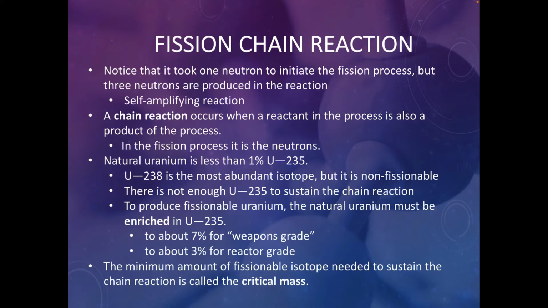So to produce fissionable uranium that can have this chain reaction, we have to enrich our natural uranium. Depending on what we're using it for, you'll have to enrich it to different levels. If you were to make a weapon, a nuclear bomb, then you would need it to be 7% because it's a very fast chain reaction. But if you just needed it for a nuclear reactor, where we actually control that reaction, then you would just need about 3%. Okay, the minimum amount of a fissionable isotope needed to sustain the chain reaction is called the critical mass, because we would obviously mass this out because we have different masses of these isotopes here.